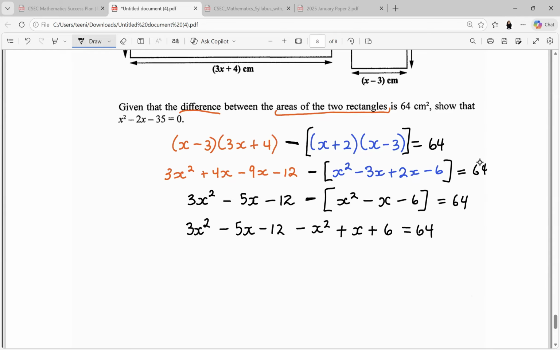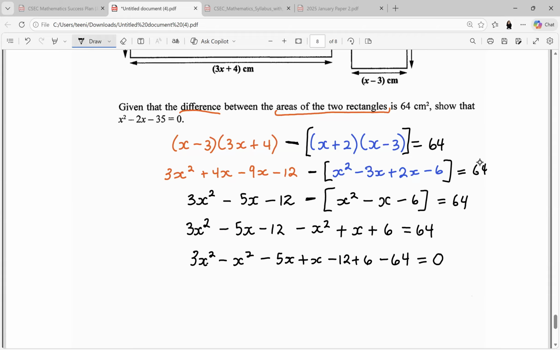So grouping my like terms on the left-hand side, I have 3x squared minus x squared minus 5x. I'm just writing it over and grouping the like terms. So minus 5x plus x minus 12 plus 6. I'm going to bring the 64 to the left-hand side one time, so it will be minus 64. And on the right-hand side, I'll be left with 0. All right, let's go again.